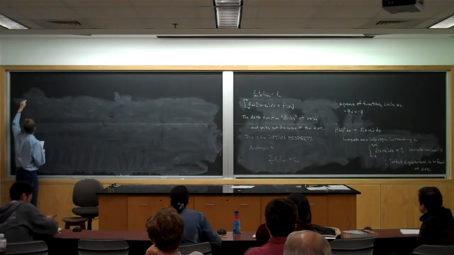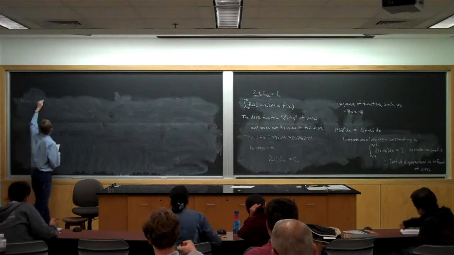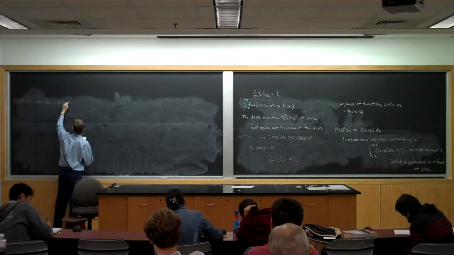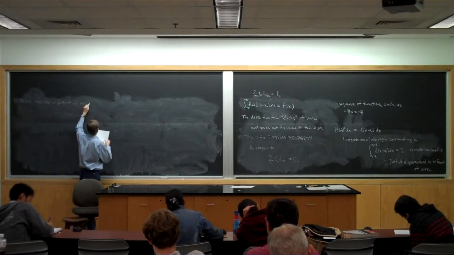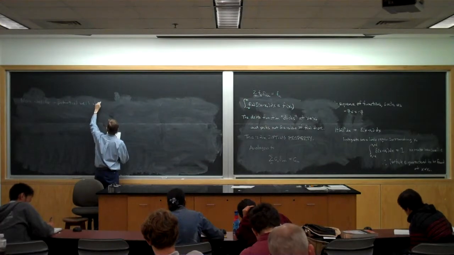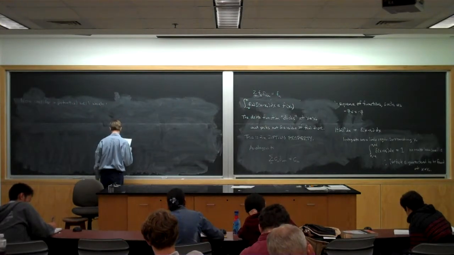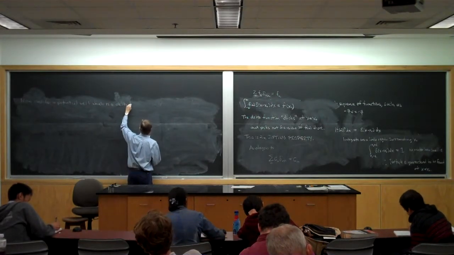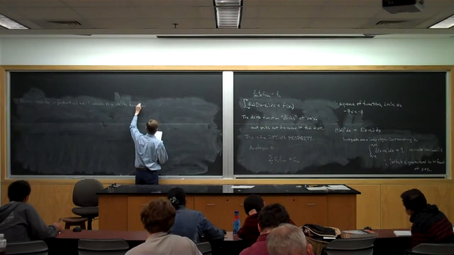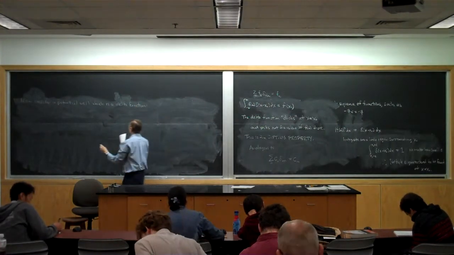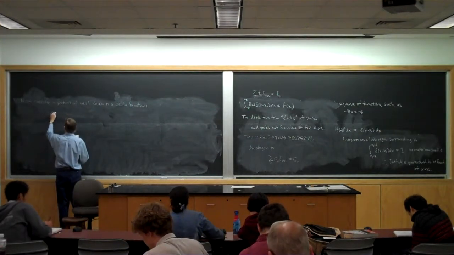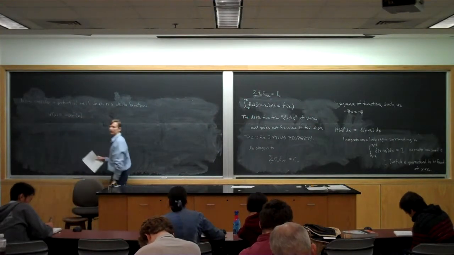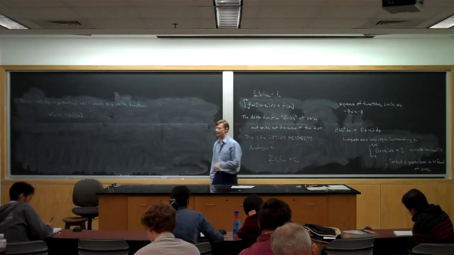So, consider the following. Now consider a potential well which is a delta function. So I want V of x is equal to minus alpha delta of x. Minus alpha delta of x.